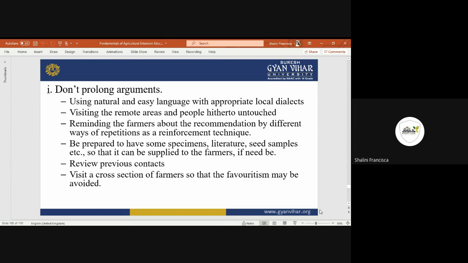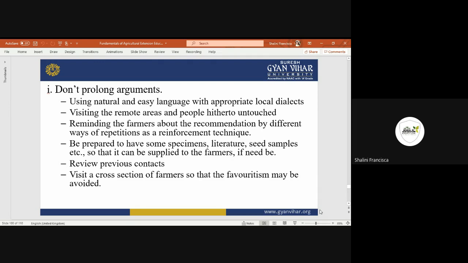Remind the farmer about the recommendation in different ways of repetition as a reinforcement technique. Be prepared to have some specimens, meaning some booklets or a little demonstration for the farmers. Review the previous contact, whether they gave the answer for this particular question or not, or how they reacted in this particular situation when you asked that to them.